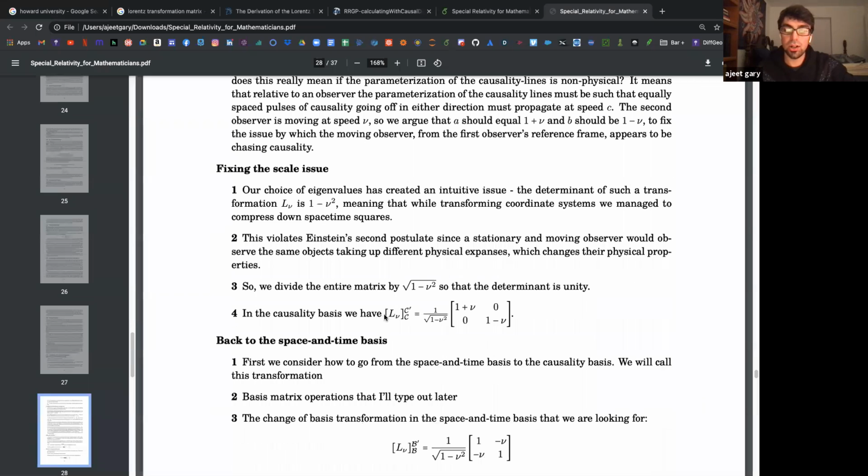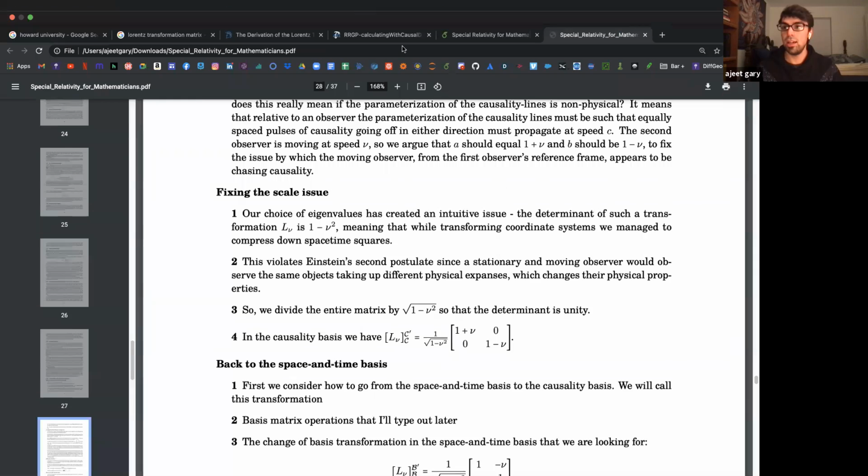So then this is our Lorentz transformation between the causality bases. It's pretty simple. It's diagonal, and then you get, this is called the Lorentz factor, 1 over square root of 1 minus nu squared. Okay, so this Lorentz factor pops up all the time in observations. It's the factor that time gets slowed down by at a certain velocity, that space gets squished by at a certain velocity. And we're going to see that in a second, actually. But okay, so here's our Lorentz transformation in the causality basis.